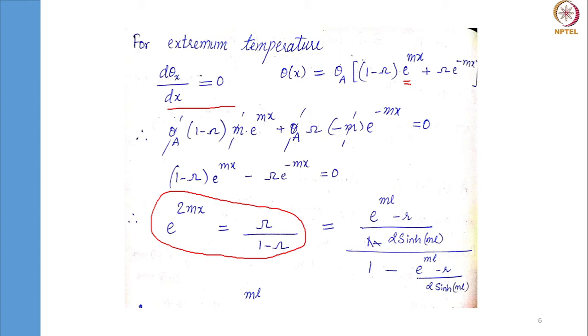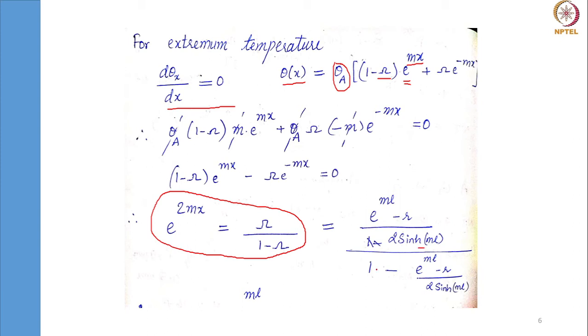So we only have e power mx. Once you differentiate this theta of x with respect to x, the differentiation is also easy. We end up with this expression, where sigma is nothing but e power ml minus r by 2 sinh ml. This h is the hyperbolic function, divided by 1 minus sigma.